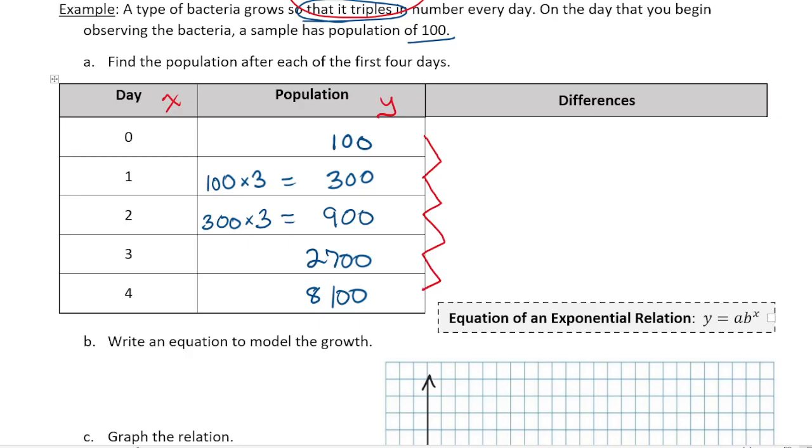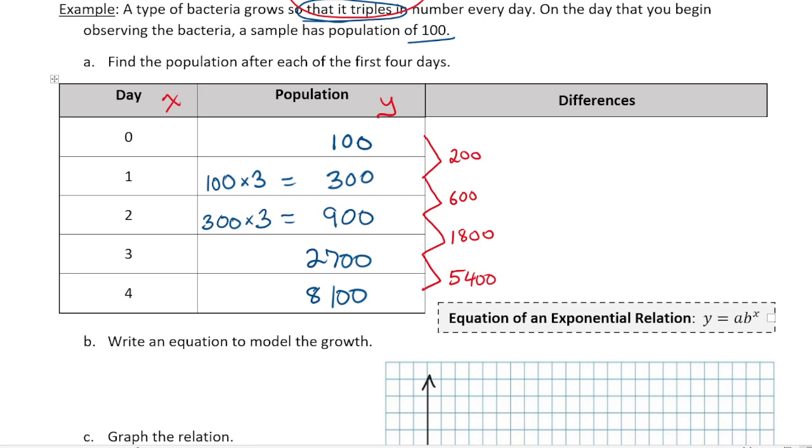So 300 minus 100 is 200. 900 minus 300 is 600. 2700 minus 900 is 1800. And 8100 minus 2700 is 5,400. Well, it's definitely not linear because they're very different.